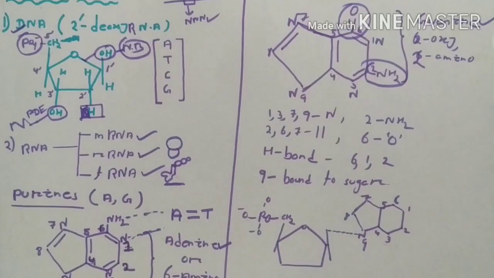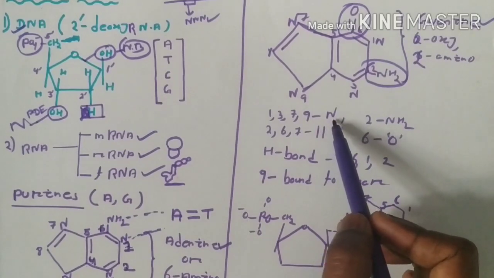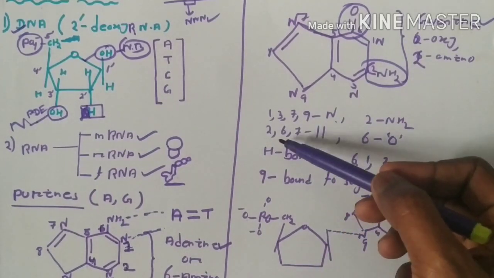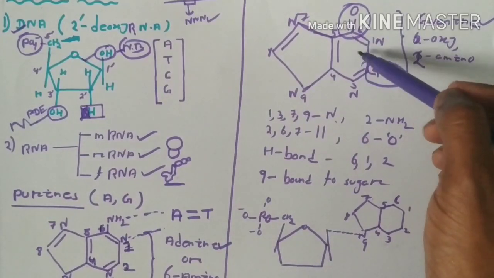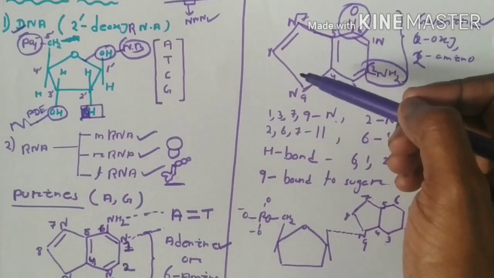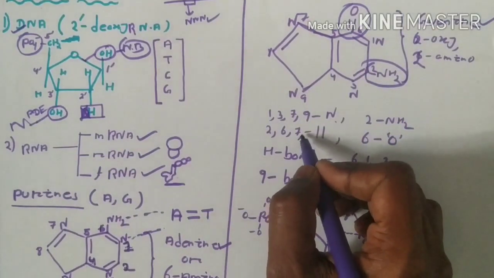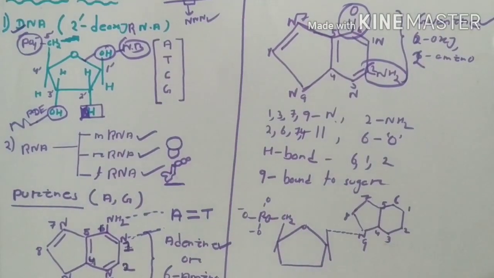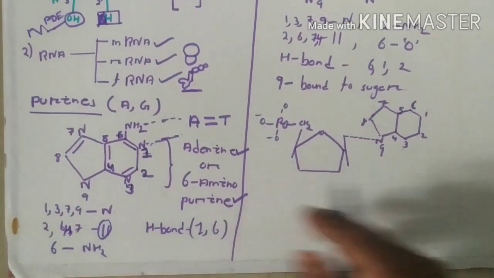It is also mostly similar to the structure of adenine. It has 1, 3, 7, 9 positions containing N, and 2, 6, 7 positions containing double bonds. And another thing I forgot to mention, also 4. At this case also 4. I forgot to mention, sorry for the inconvenience.